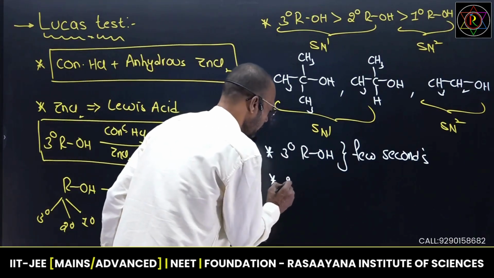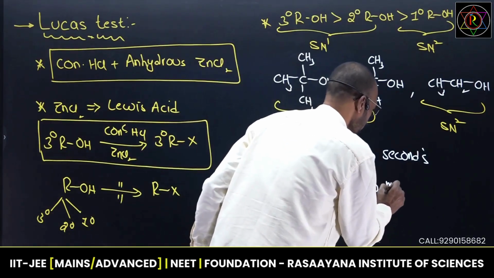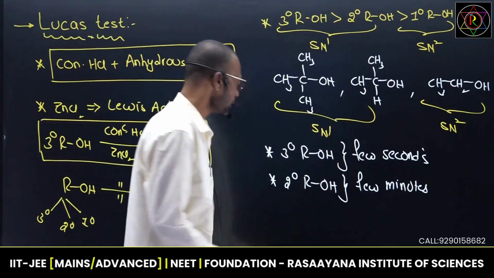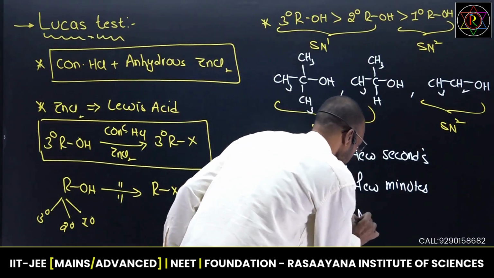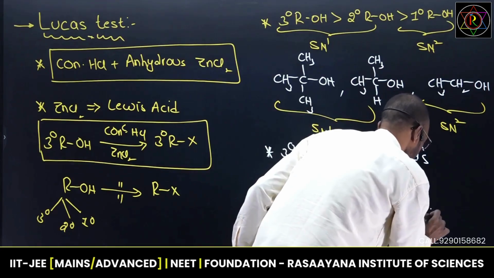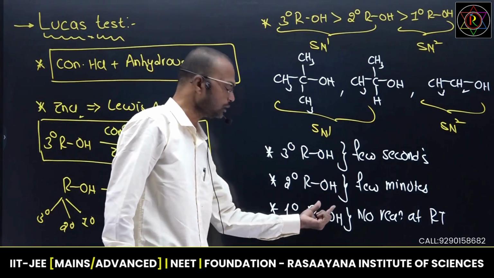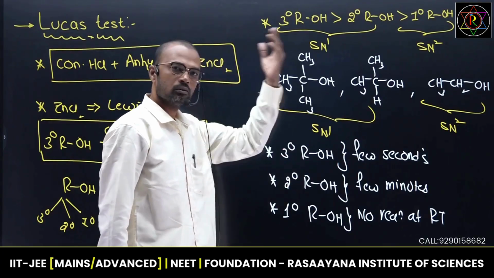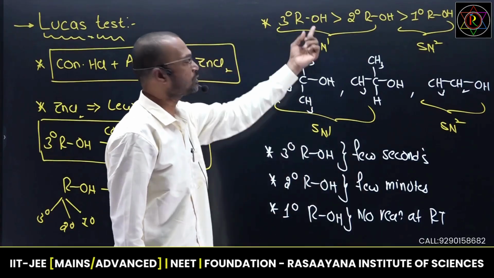And if I take any secondary alcohol, it will take a few minutes, nearly 3 to 5 minutes, to give a white turbidity. And finally if I take any primary alcohol, there is no reaction at room temperature. At room temperature this is impossible. Only at higher temperature is it possible to convert it to the corresponding alkyl halide. So definitely only tertiary alcohols give a very fast reaction as compared to secondary, followed by primary. That is the reactivity order.